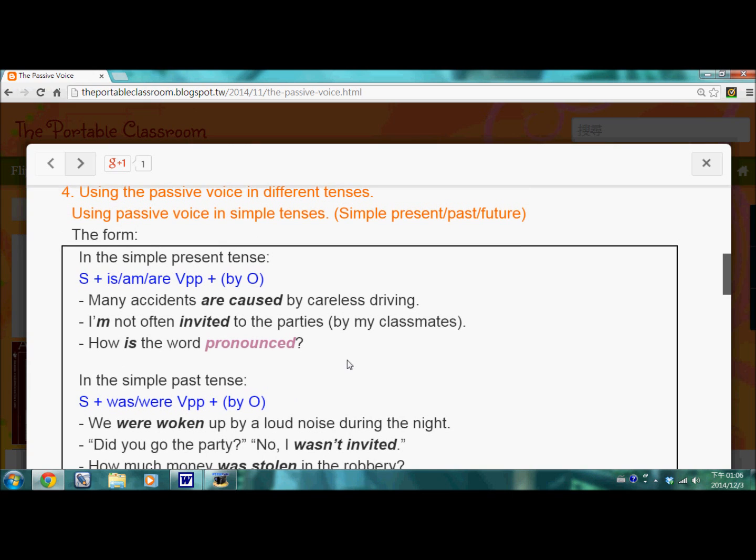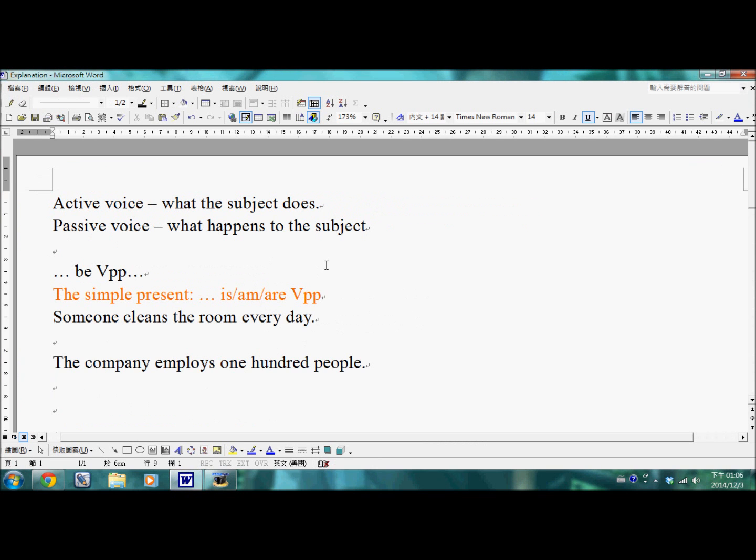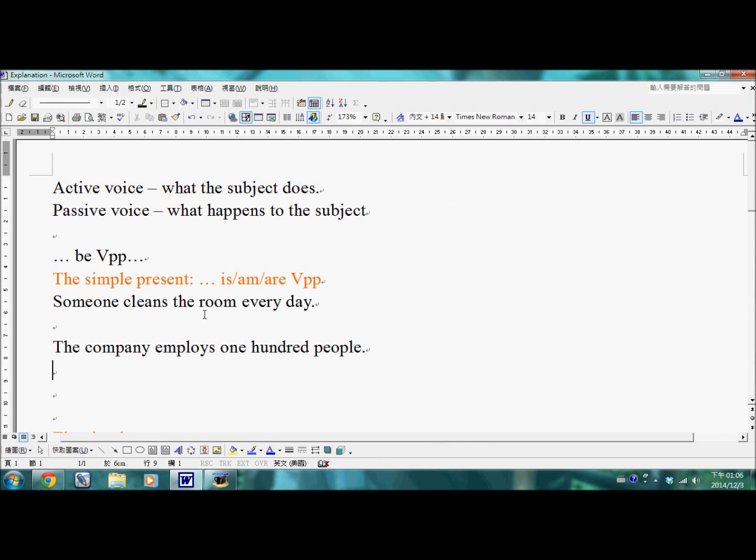So now we're going to go on and talk about using the passive voice in three simple tenses. Okay, first, let's talk about using the passive voice in the simple present tense. We know the form of the passive voice. We have to use the be verb with the verb past participle. In the simple present tense, the be verbs are is, am, and are. So the form of the passive voice in the simple present tense is is, am, are with the verb past participle.